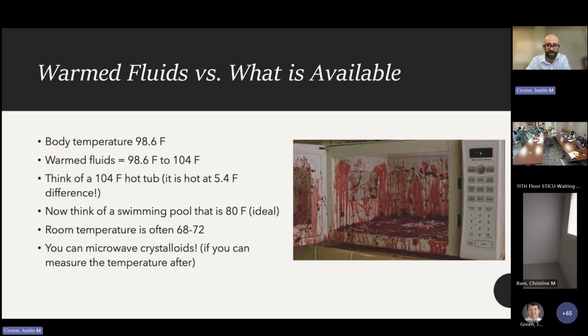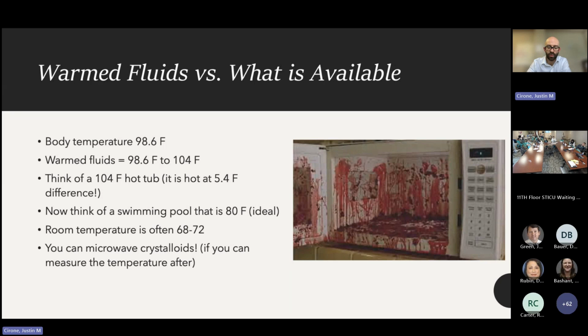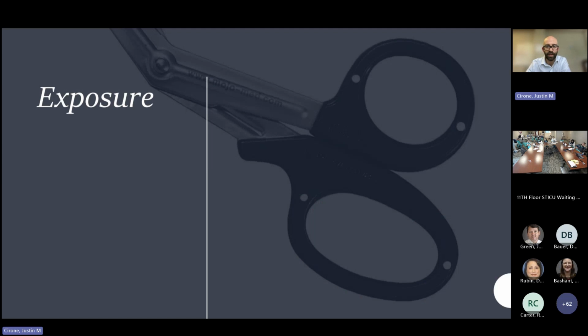But I wanted to highlight the importance of really making sure your fluids are warmed, because it is much easier to give somebody less than warm fluid temperatures than it is to give them actually warmed fluid, and that will just hurt their coagulation cascade, the triad of death.